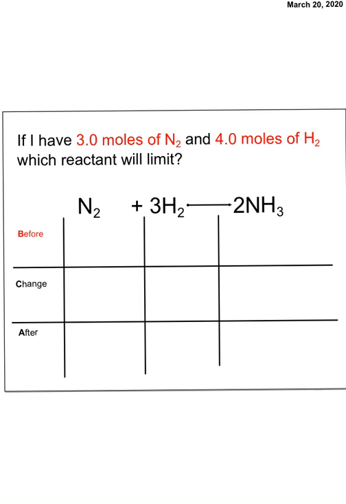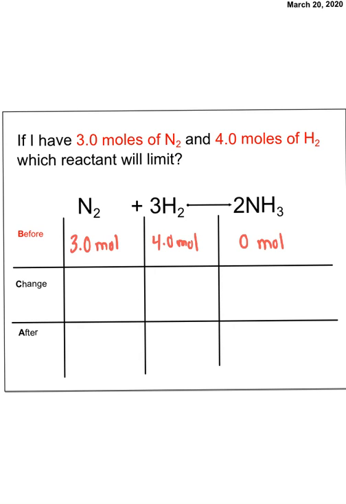If I have 3 moles of N2 and 4 moles of H2, which reactant will limit? I'm not really sure about that. I saw limiting reactant a little bit over spring break, but let's just try to solve this BCA table and then answer the question. So I have 3 moles of N2, 4 moles of H2, and I'll have no product to start because we haven't actually mixed any of the chemicals before.